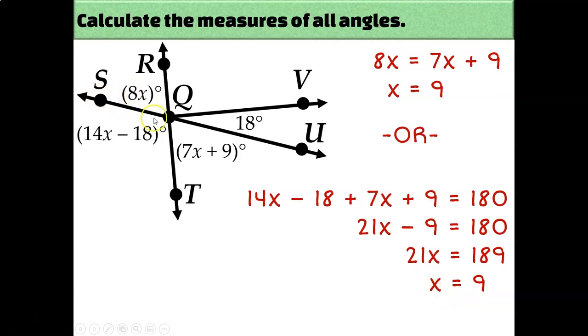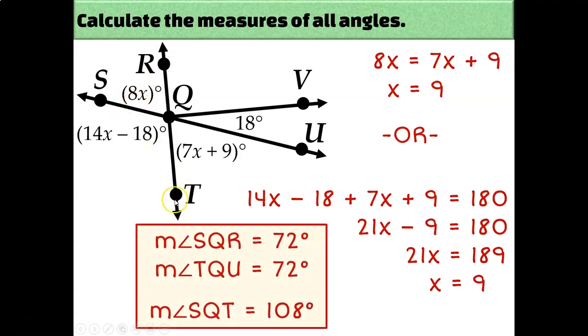For example, angle SQR would be 8 times 9, which is 72. And angle TQU would be 72 as well, because 7 times 9 is 63, add 9 to that, I get 72. And I can also take 9 and plug it in for the measure of angle SQT. 14 times 9 minus 18 gives me an answer of 108 degrees. But there's still one angle missing in this diagram. I don't know the measure of angle RQV yet. Could I figure it out?